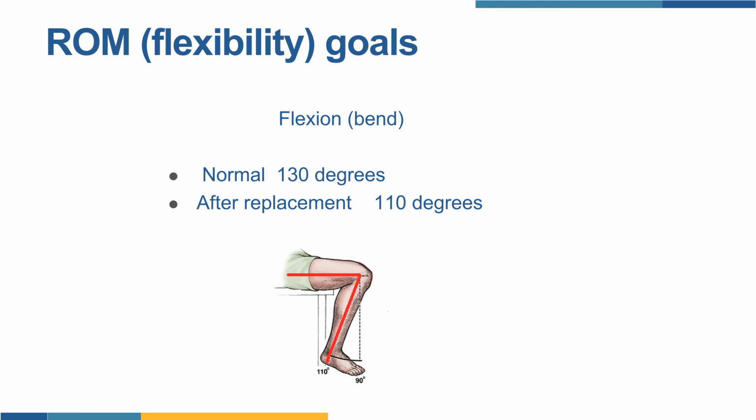Range of motion is the term used to describe the flexibility of your knee. A normal knee bends to 130 degrees. A knee replacement is not meant to bend as much as a normal knee. The goal in physiotherapy is to get your knee to bend to 110 degrees. This is enough bending to allow you to go downstairs normally and to ride a bike.